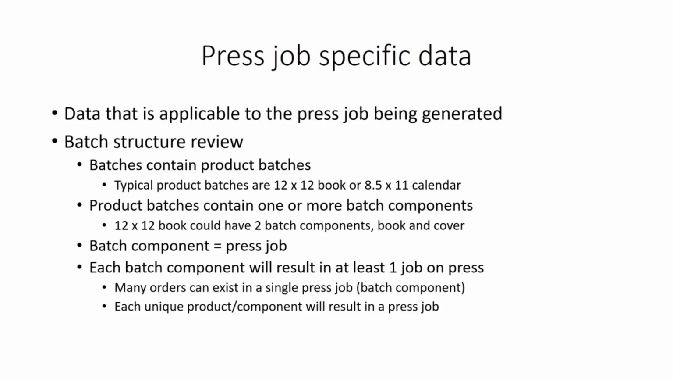only cover components. So why does this matter, and how does it relate to our discussion of press job specific data? The relationship between a batch ticket and order batch is not one-to-one in most situations. A batch ticket will typically display information about the batch as a whole, but it is generated along with its associated batch component and can include attributes specific to only that batch component. So using our book and calendar example, let's take a look at this from a more practical perspective.